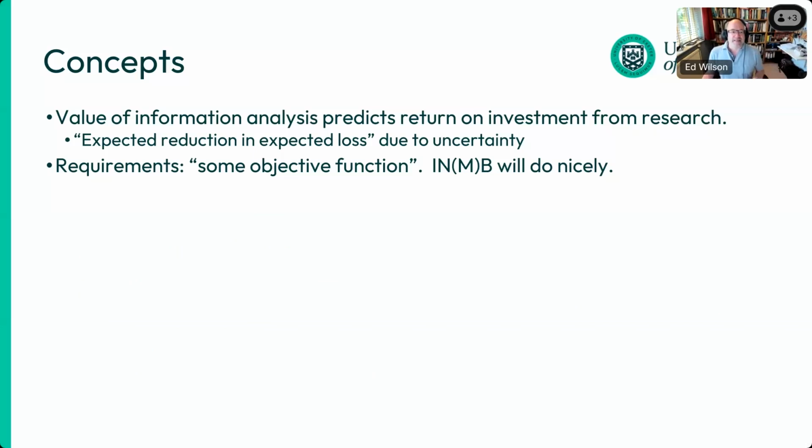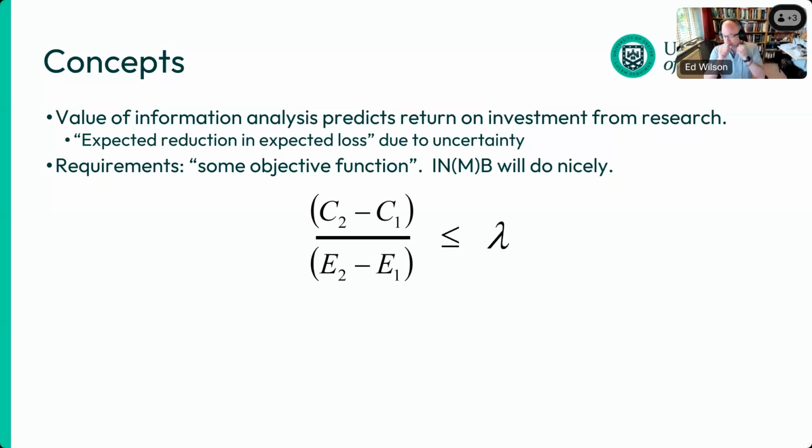The first thing we need is some sort of objective function, something that we're trying to measure and maximize. And incremental net monetary benefit will do nicely in this example. So incremental net monetary benefit we simply get from rearranging the ICER equation. This is the equation. Now, I should be able to get a little pointer.